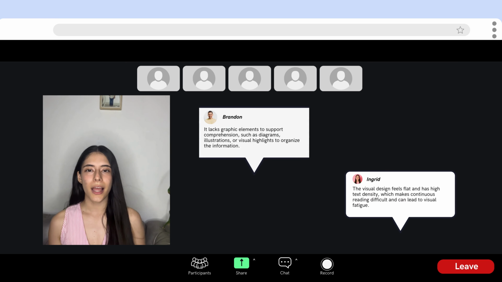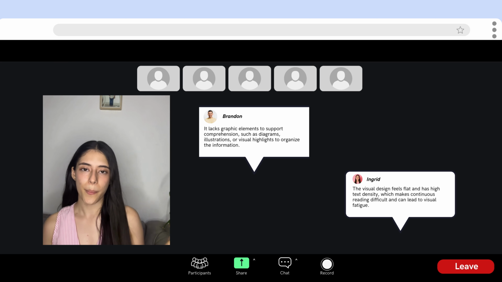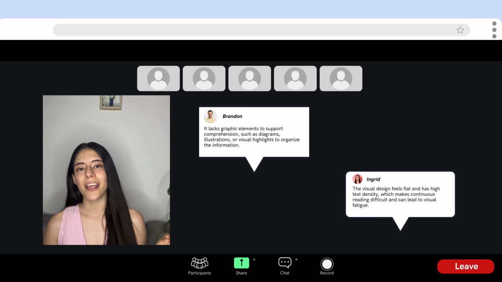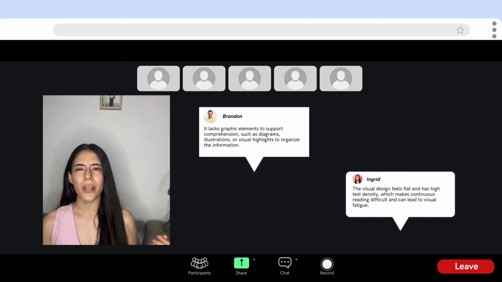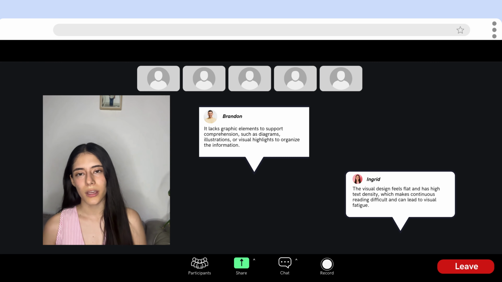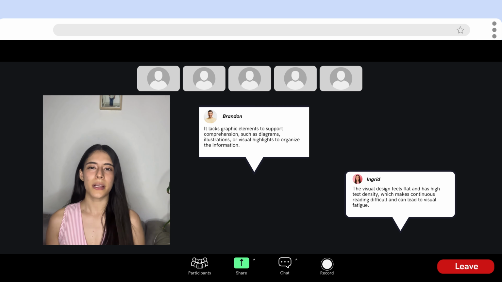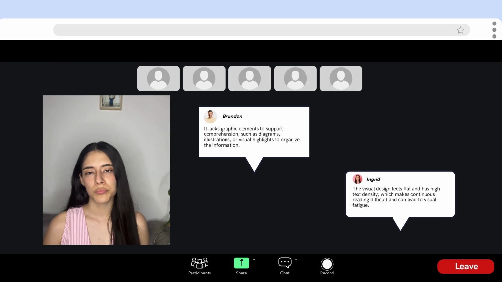Finally, what didn't I like about the paper we shared? I will read some of your opinions. Ingrid says the visual design feels flat and has high text density, which makes continuous reading difficult and can lead to visual fatigue. Okay, Brandon says it lacks graphic elements that support comprehension, such as diagrams, illustrations, or visual highlights to organize the information.